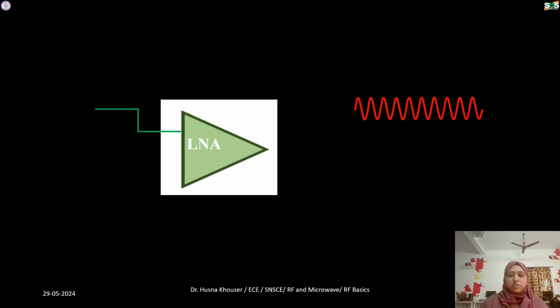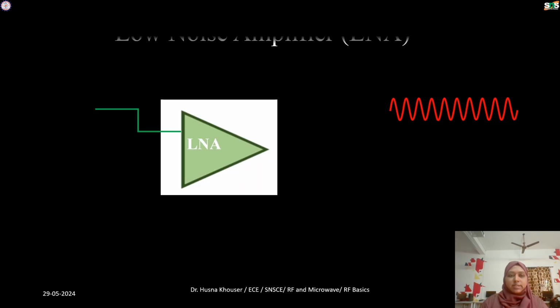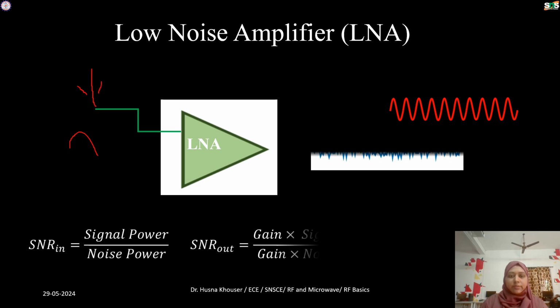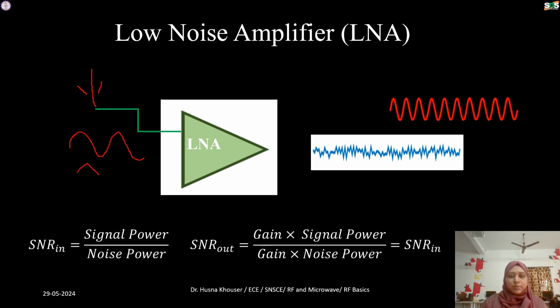This is the low noise amplifier block, and here you can see we receive the signal from the antenna. That is, we have the amplitude as well as the noise in it. So this LNA will amplify both the signal as well as the noise.